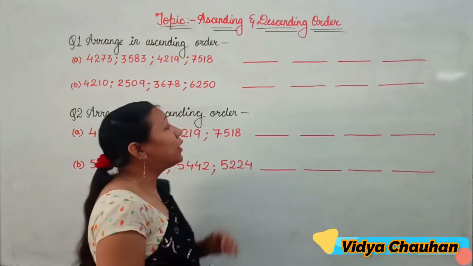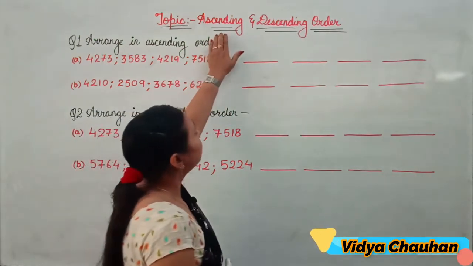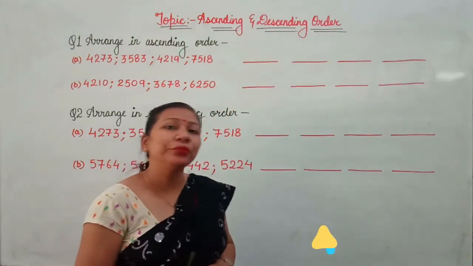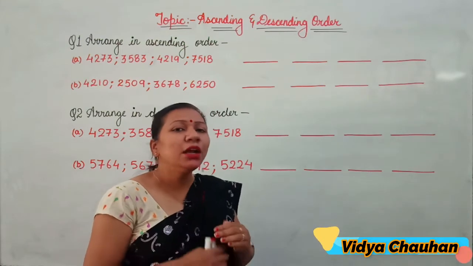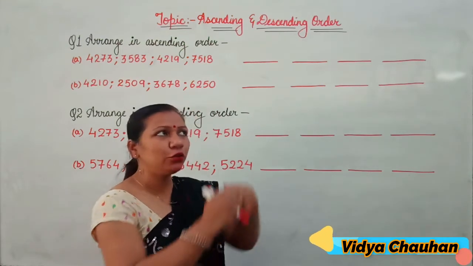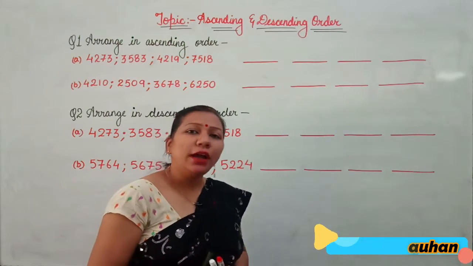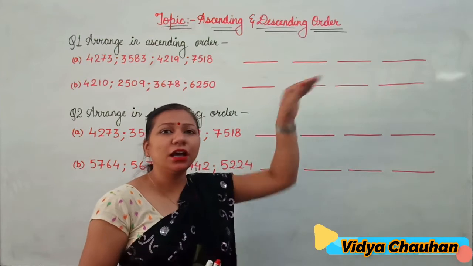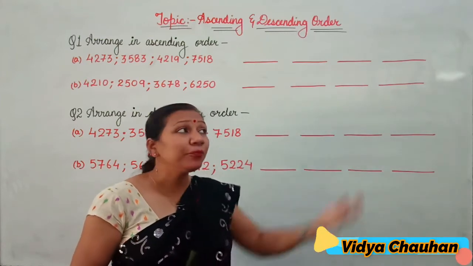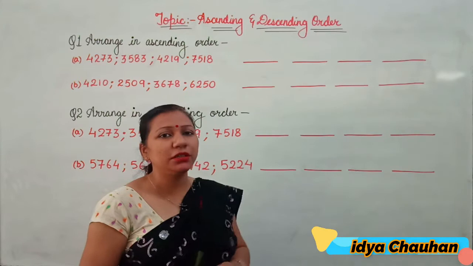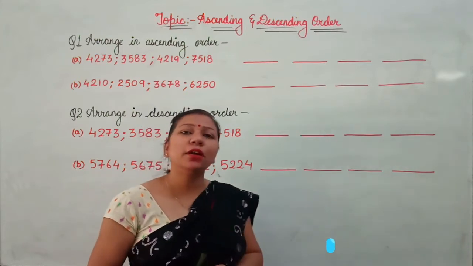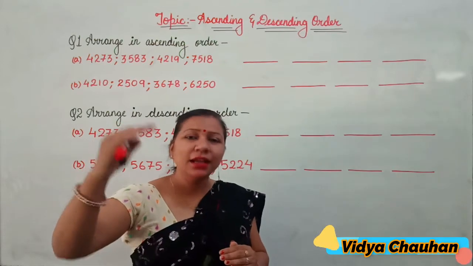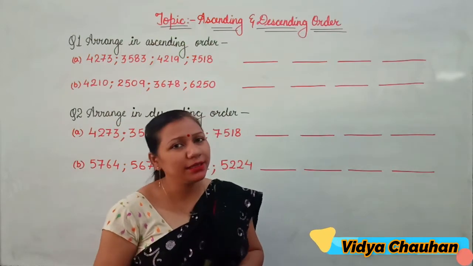Okay students? Now the very first point which comes into our mind is what is ascending and what is descending. Ascending means going from a smaller value to a bigger value. It is like going on a staircase in the upward direction, which is called ascending, and when you are coming down the stairs step by step, it is called descending order. So going upward is ascending and coming downward is descending.